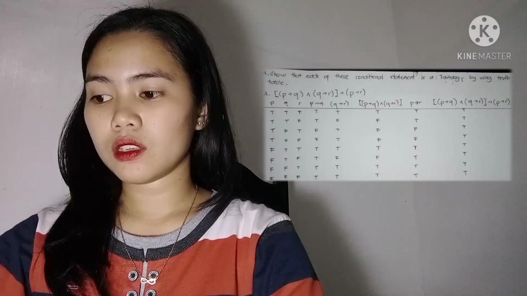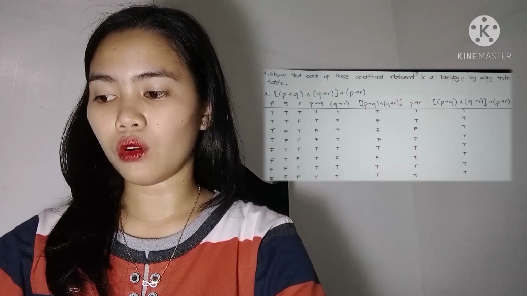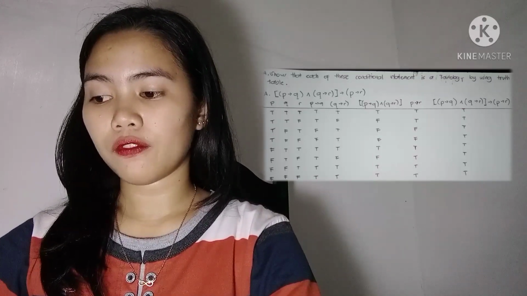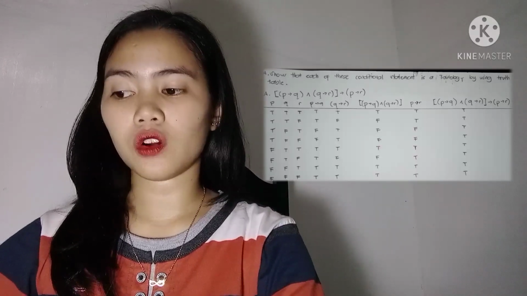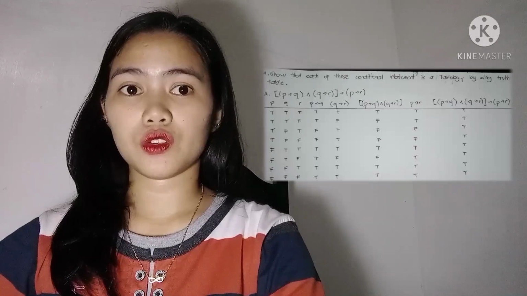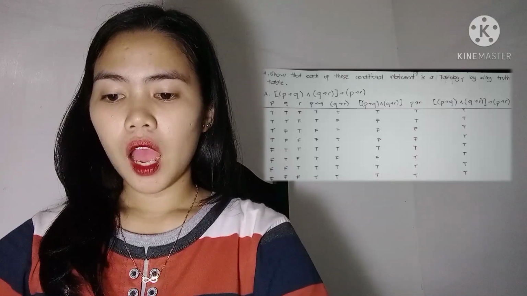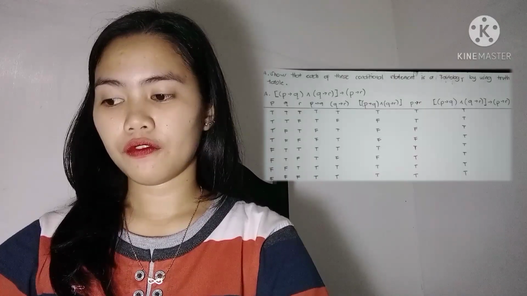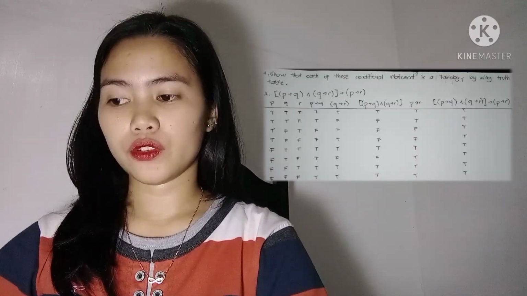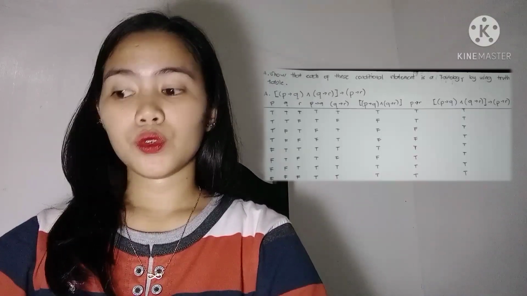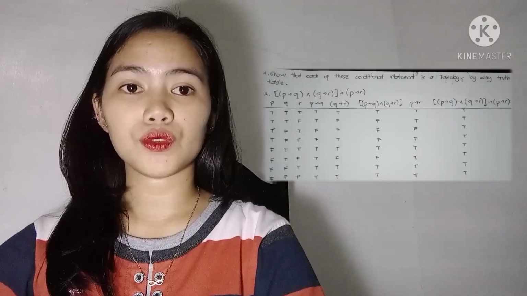So, P is true, true, true, true, false, false, false, and false. And then Q is true, true, false, false, true, true, false, false. Then R is true, false, true, false, true, false, true, false. And then for P implies Q it is true, true, false, false, and then true, true, true, and true. For Q implies R it is true, false, true, true, true, false, true, true.